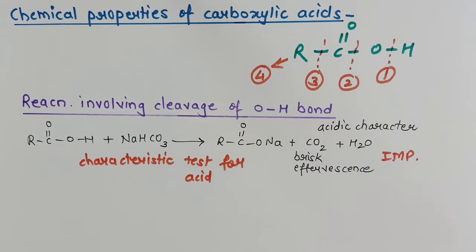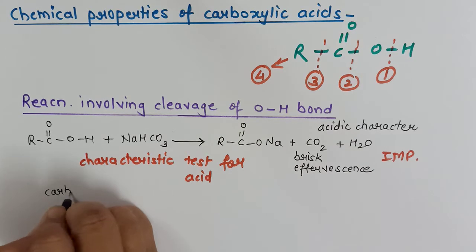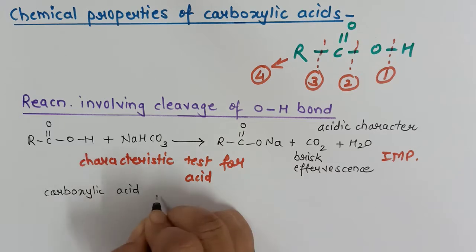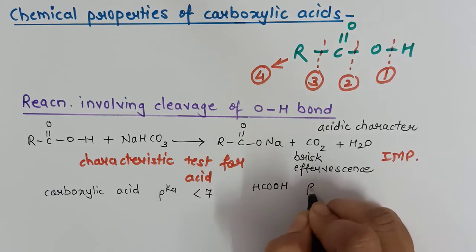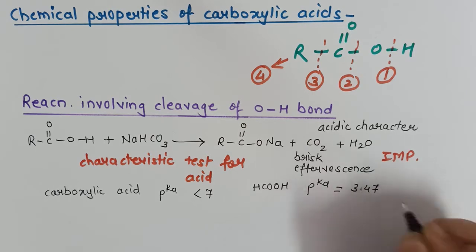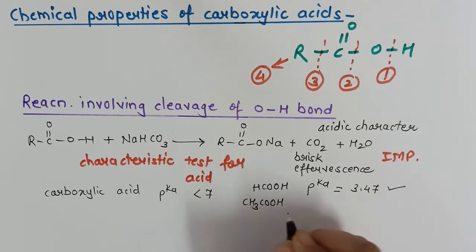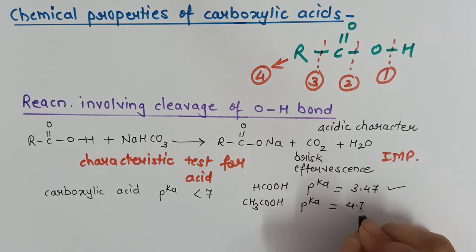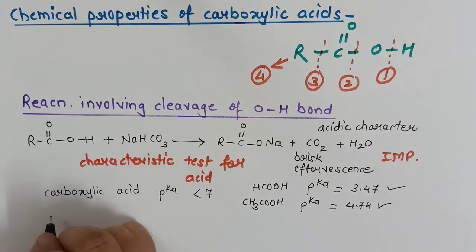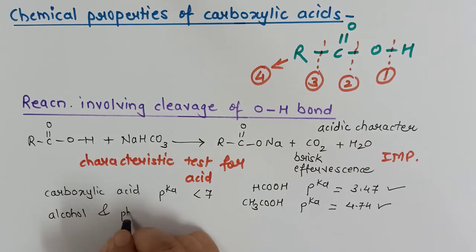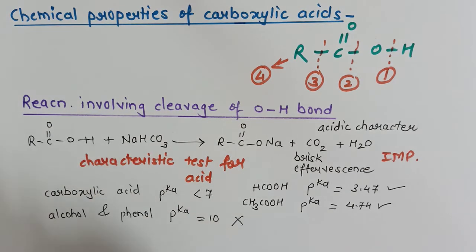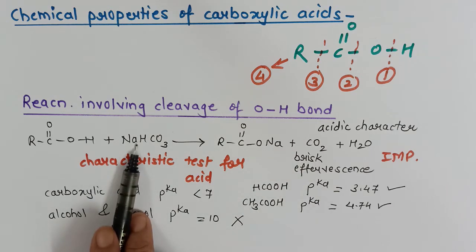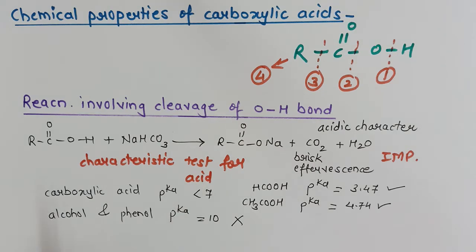Now the thing is, can all carboxylic acids give this test? A carboxylic acid, if it has pKa less than 7, will give this test. For example, methanoic acid has pKa 3.47, and will give this test. Ethanoic acid or acetic acid with pKa 4.74 will give this test with NaHCO3. But alcohol and phenol have their pKa near about 10, and therefore they do not give the test with sodium hydrogen carbonate. Alcohols and phenols do not give brisk effervescence of CO2 when treated with sodium hydrogen carbonate, and therefore this is the characteristic test for acids.